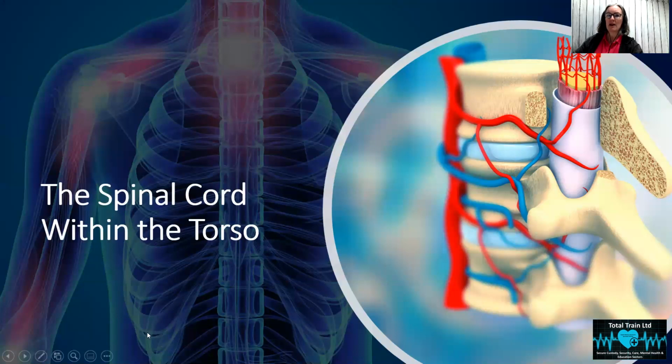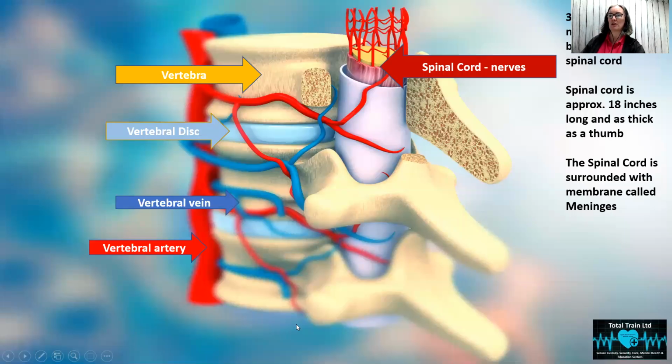Now, thinking about the spinal cord, which is within the torso and also within the neck there. So here we've got a picture of the spine. Let's have a look at some of the issues around here. We've got the spinal cord, which is carrying all the nerves. We've also got the vertebrae, the vertebral discs, the vertebral vein, and the vertebral artery. The spinal cord is about 18 inches long and as thick as a thumb. The spinal cord is surrounded with a membrane called meninges.